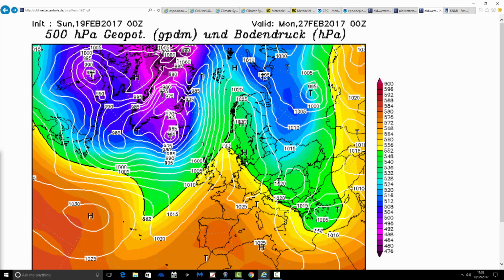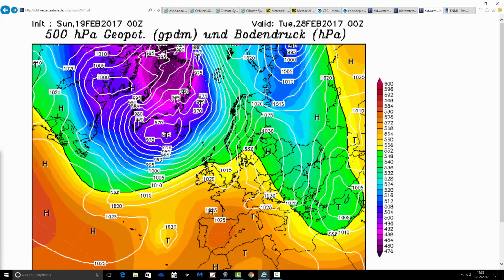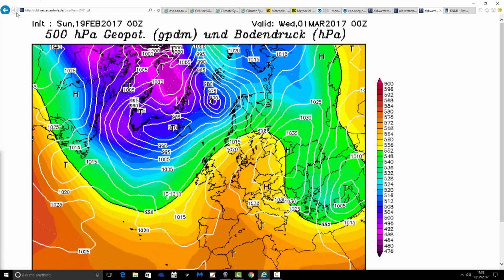High pressure's trying to build over Scandinavia, but it looks like its days are numbered as the southwesterly winds very quickly break down that ridge. It's wet and windy, although by the time you get through to Wednesday 1st of March, actually a bit of high pressure is starting to build to the southeast.